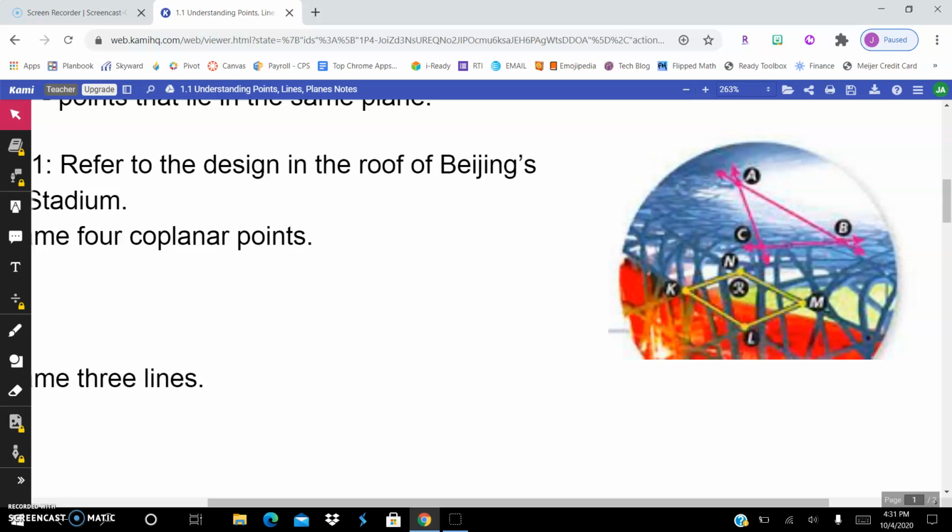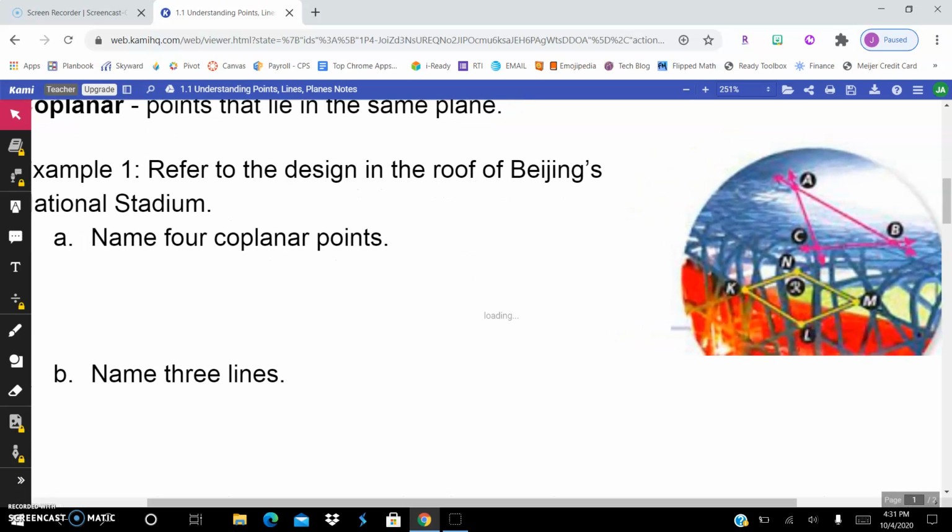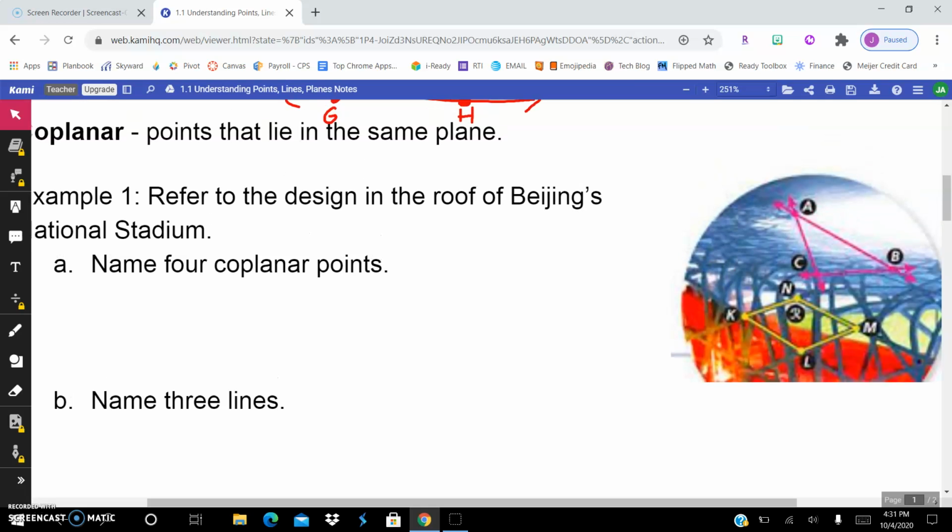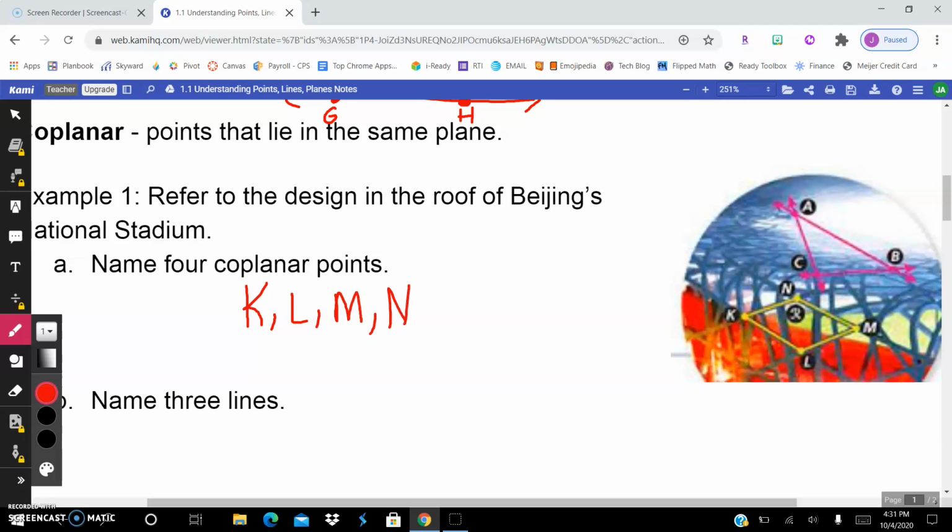So name 4 coplanar points. I would just write K, L, M, and N. And then part B says name 3 lines. Well, that's where I want to direct my attention to the pink triangle. As you can see, all the sides are lines that have arrows at both ends extending forever.